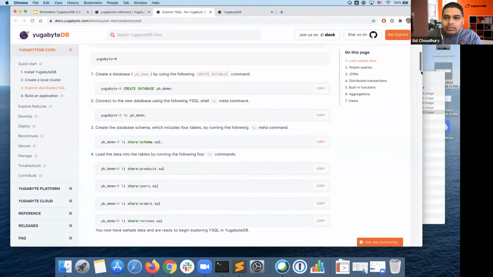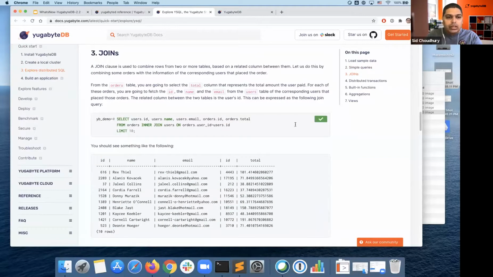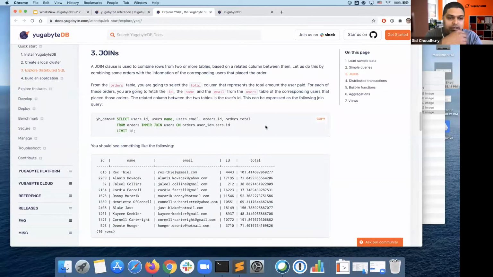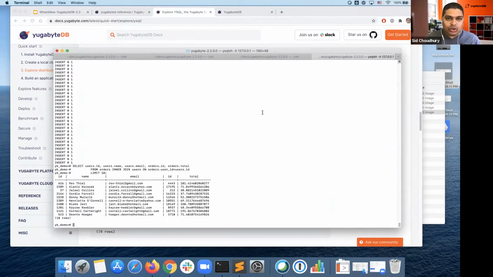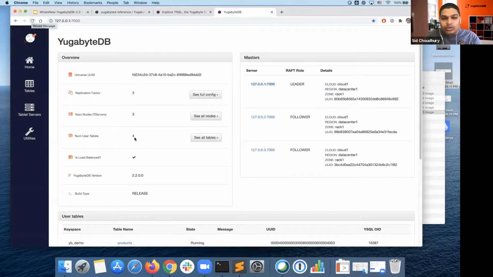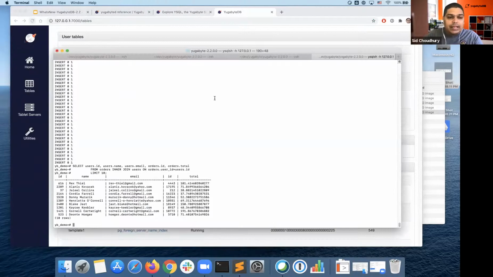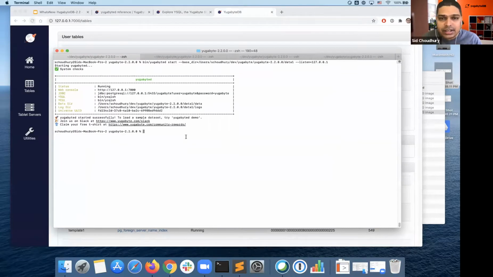Okay. And then what we will do is we'll do a join query. This data is being filled. Let it get filled. And this will show us that our data has been populated correctly. Okay. Great. And if I go here, I can see that I have 4 user tables that I populated, right? And I can see those tables here. Excellent.